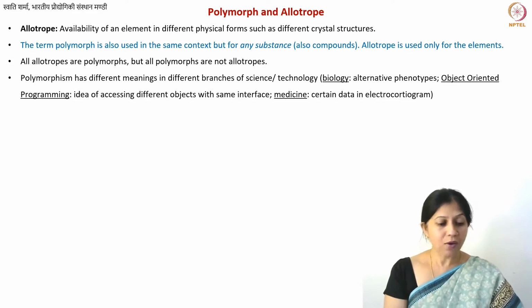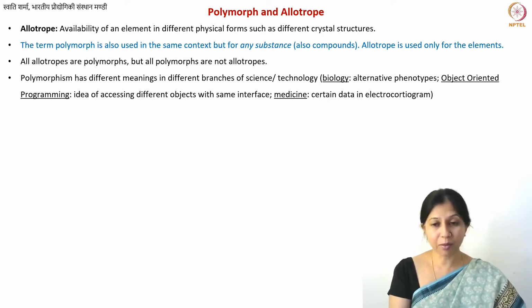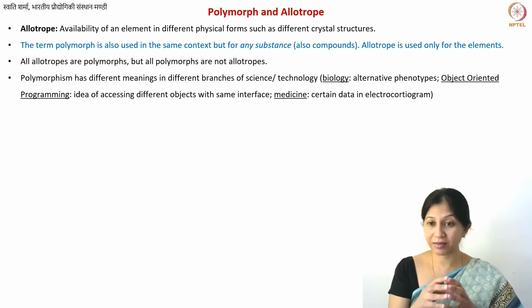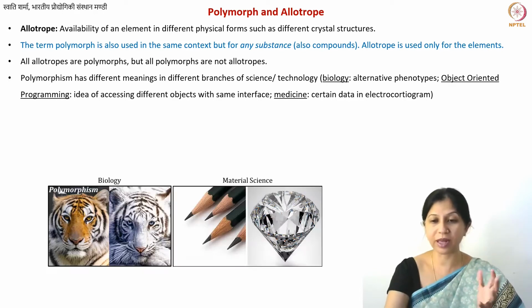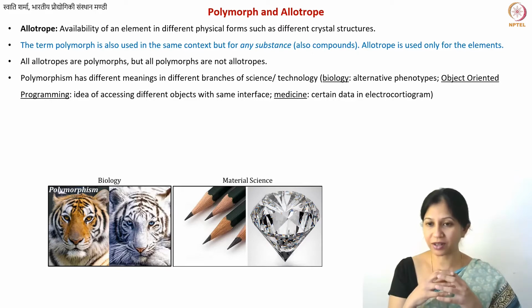Okay. Now, we are going to use the term allotrope mostly in this particular course. One reason, of course, is that we are going to always talk about elemental carbon. The other reason is also that the term polymorphism is used very differently in different branches of science. For example, in biology, you indicate different phenotypes as polymorphs. So, for example, maybe I should show this with a picture. The yellow tiger and the white tiger are considered the genetic polymorphs of each other.